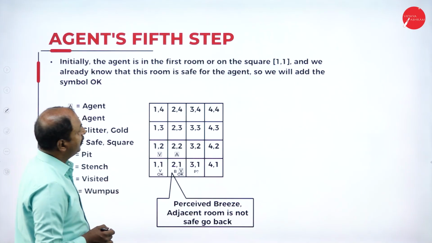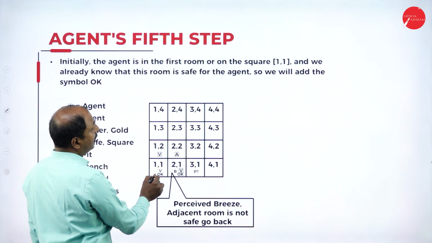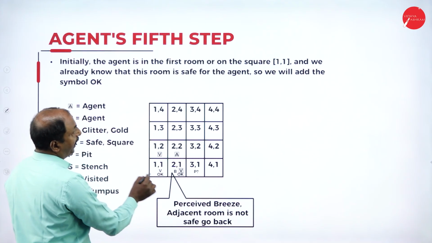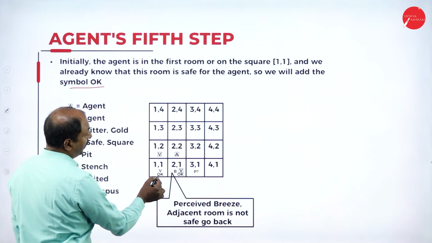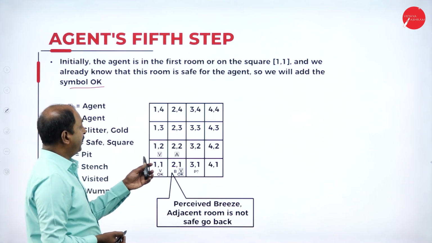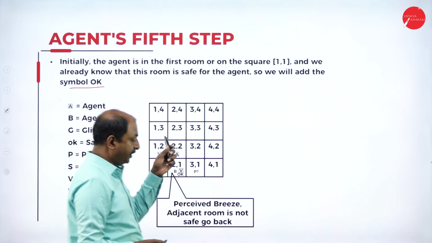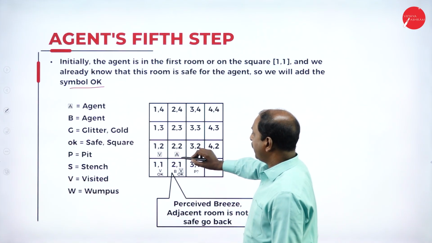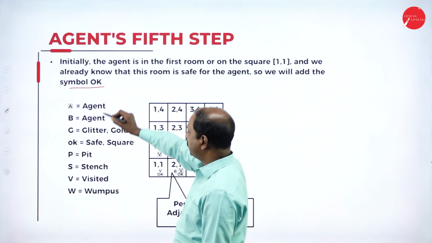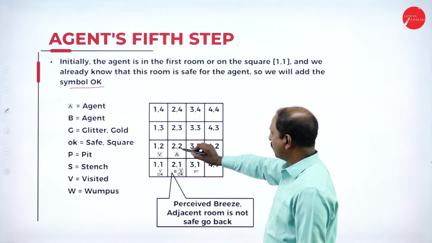In the next slide, initially the agent is in the first room, 1, 1, and we already know that this room is safe, so we add the symbol OK. OK indicates that the room is safe, and V stands for the agent having visited it. After this, let us see the next movement of the agent. These are the different symbols we use here. The current state of the agent is 2, 2.